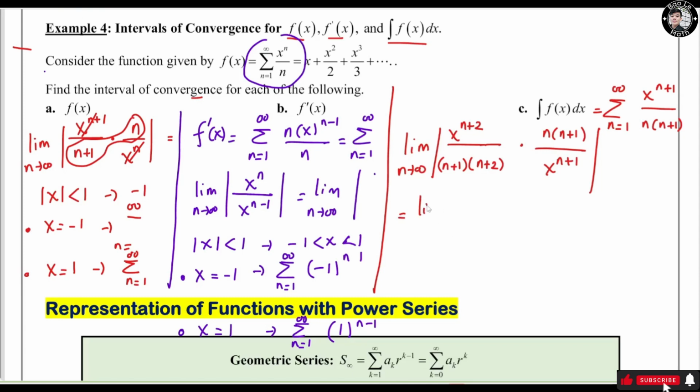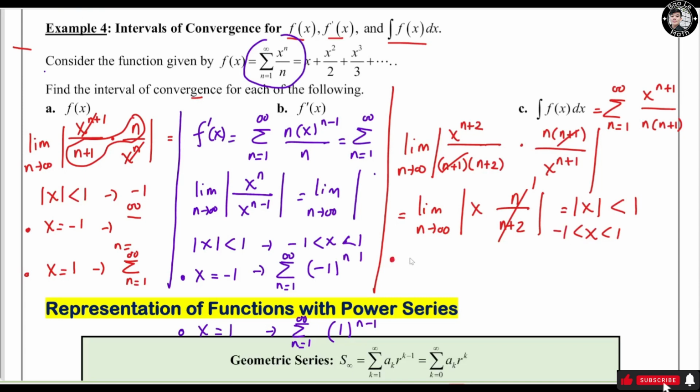Alright, we're going to simplify this one. It turned out to be the limit when n approaches infinity of the absolute value of s, and then n plus 1 cancels out. You have n over n plus 2. When n approaches infinity, this approaches 1. So it's going to be the absolute value of s left. And we need this one to be less than 1 so that the series converges. So we have s less than 1 and greater than -1.